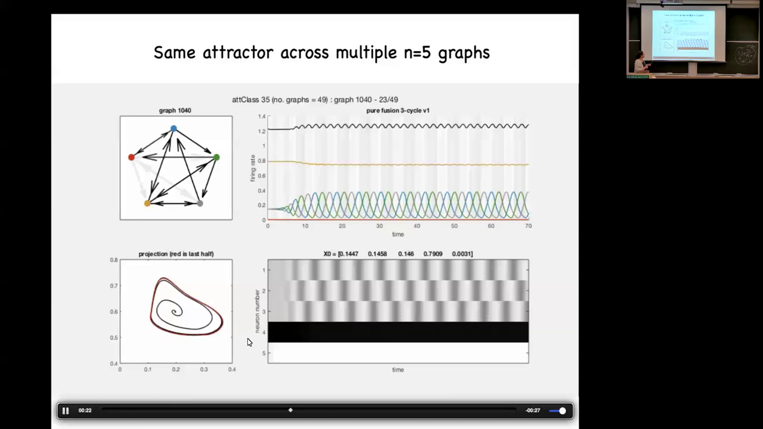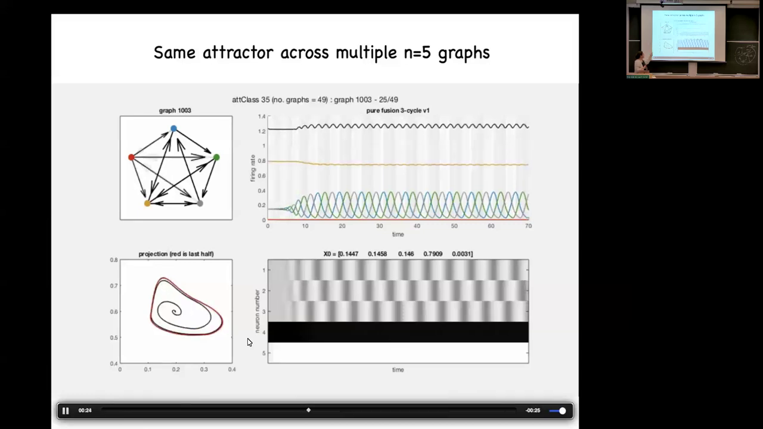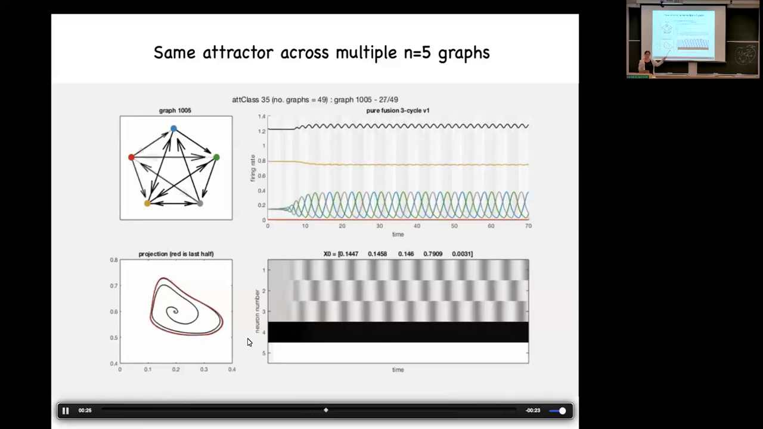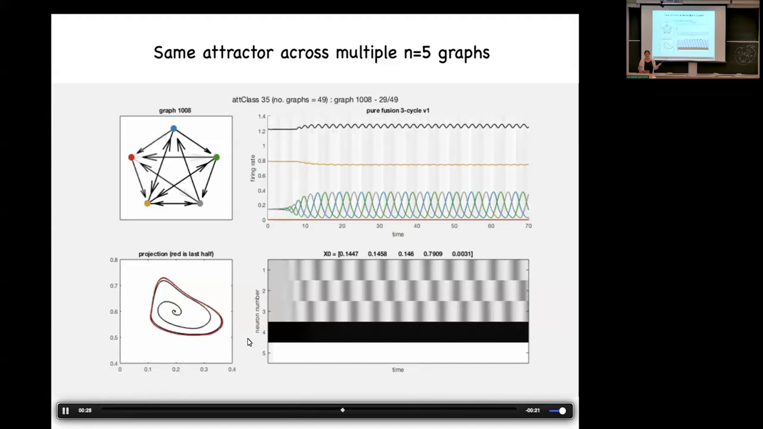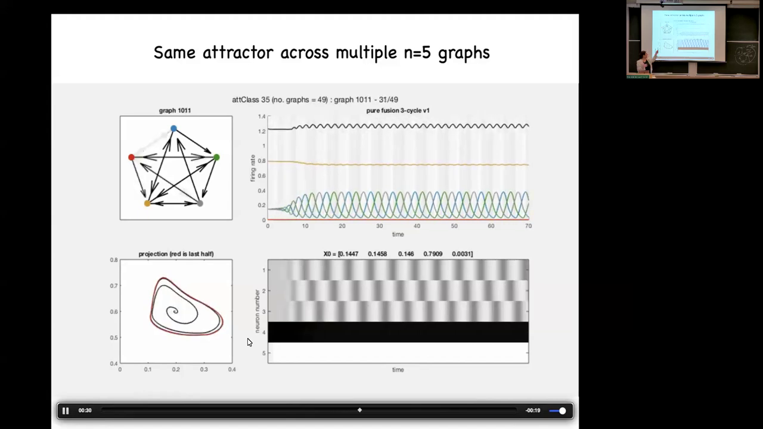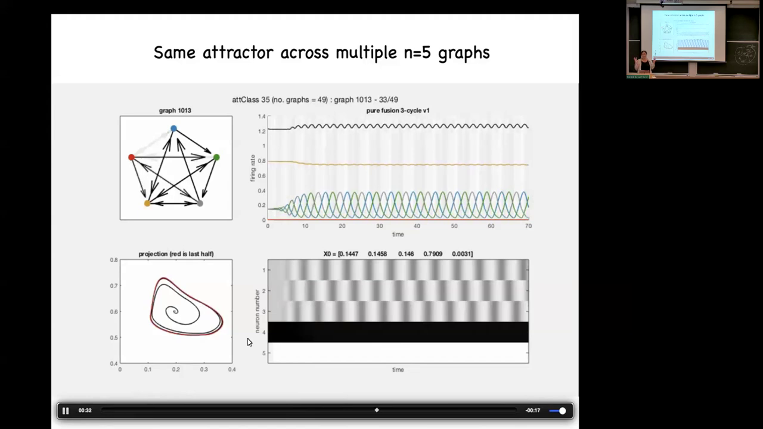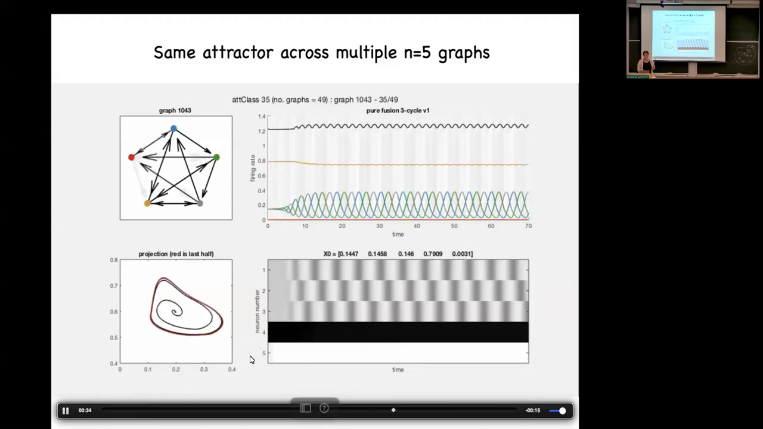But there are ways that you could connect the 5th node that would distort the attractor or kill it altogether, and those are not part of these 49 graphs. I'm showing you the ones where it's the same.